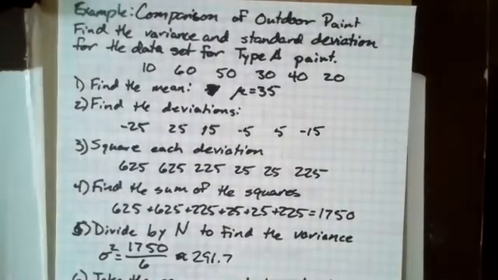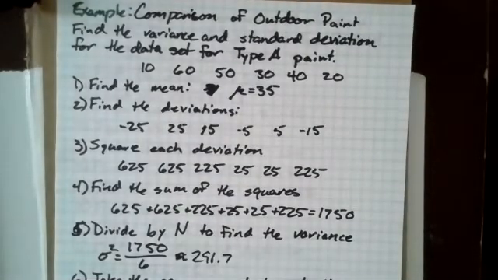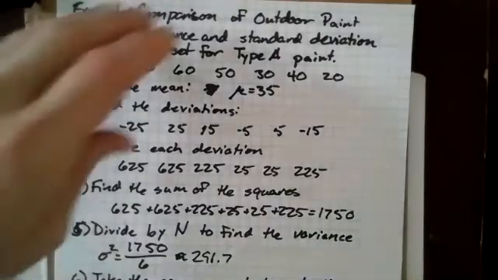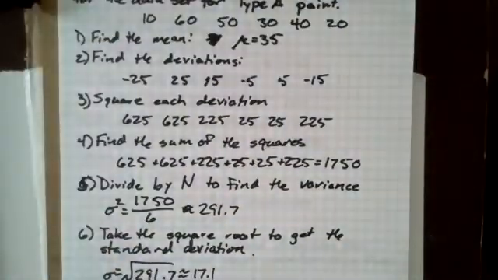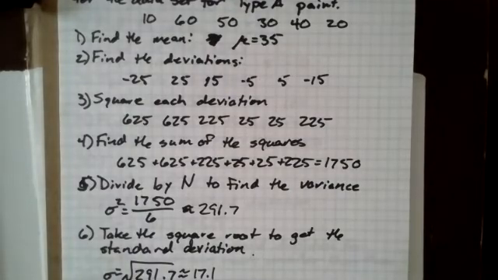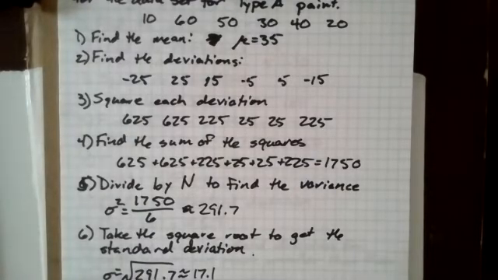So as an example, we'll look at the type A paint and find its variance and standard deviation. We found the mean already. That's just mu equals 35. And then we find the deviations. We just subtract the mean from each element. So for 10, that's negative 25. For 60, it's 25. And then we've got 15, negative 5, 5, and negative 15. And note, if we added these all together, we get 0.